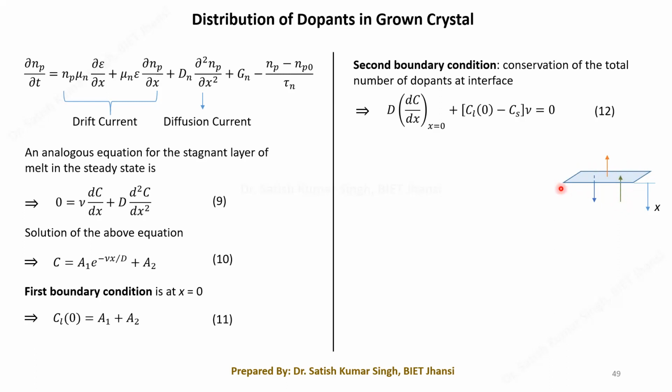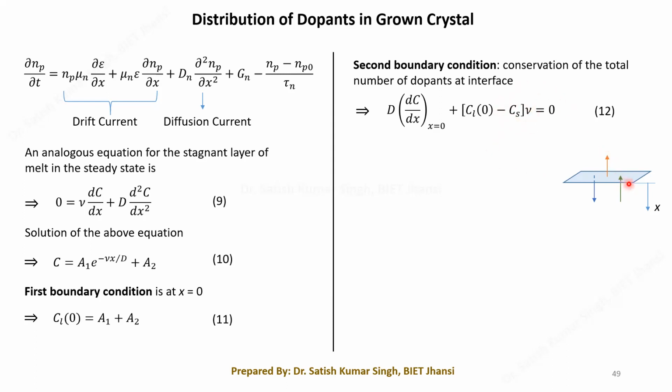Because at the top of this surface we are considering the dopant concentration to be Cl naught, we are saying that it is coming with the rate of Cl naught multiplied by the pulling rate, because by the same rate at which the material is being transported, there should be a replacement of the melt. Melt should be replaced. Therefore it has a plus sign, because it is coming towards the surface, and the earlier term was going away from the surface, so we have taken it to be negative.